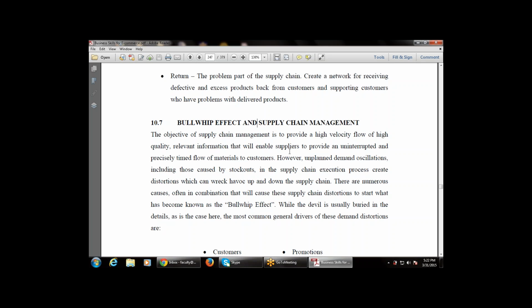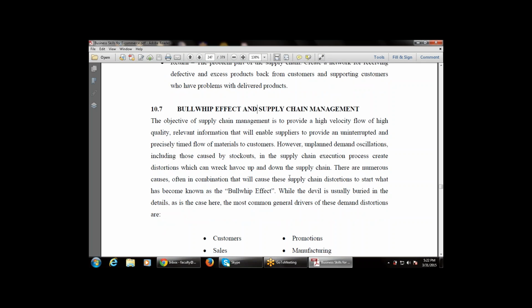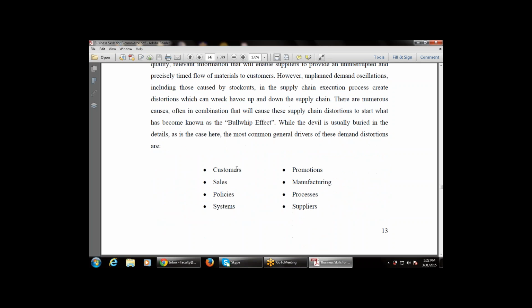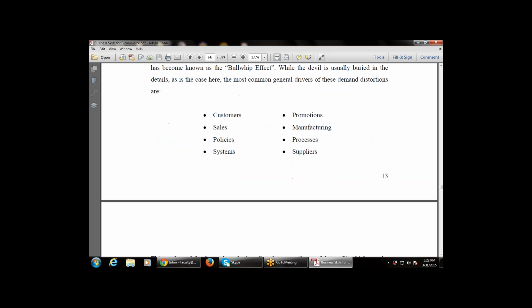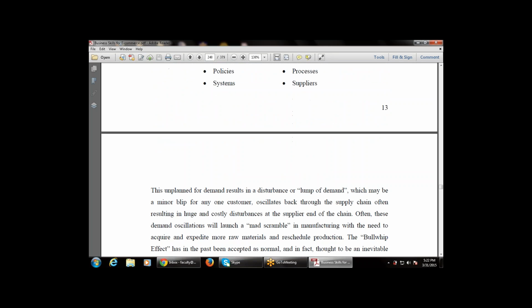While the devil is usually buried in the detail, as in the case here, the most common general drivers of these demand distortions are customers, sales, policies, systems, promotions, marketing, processes, and supply. So these are the most general drivers of the demand distortion.